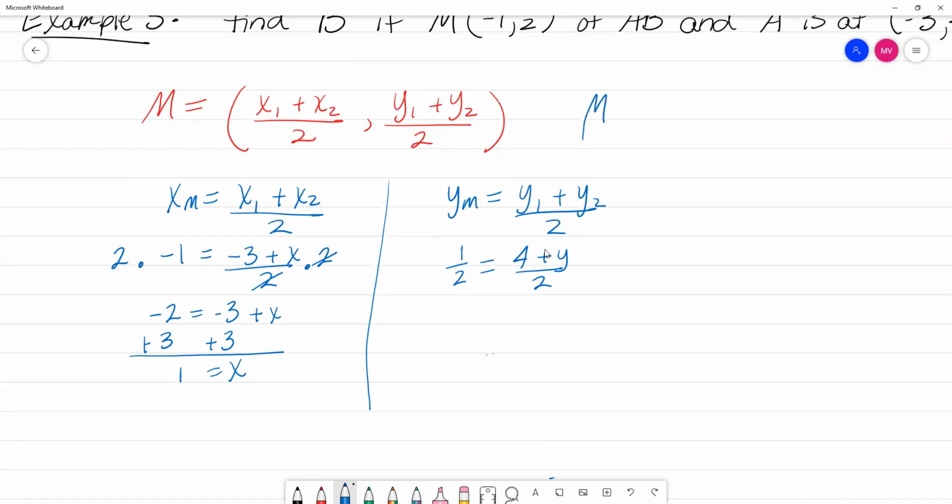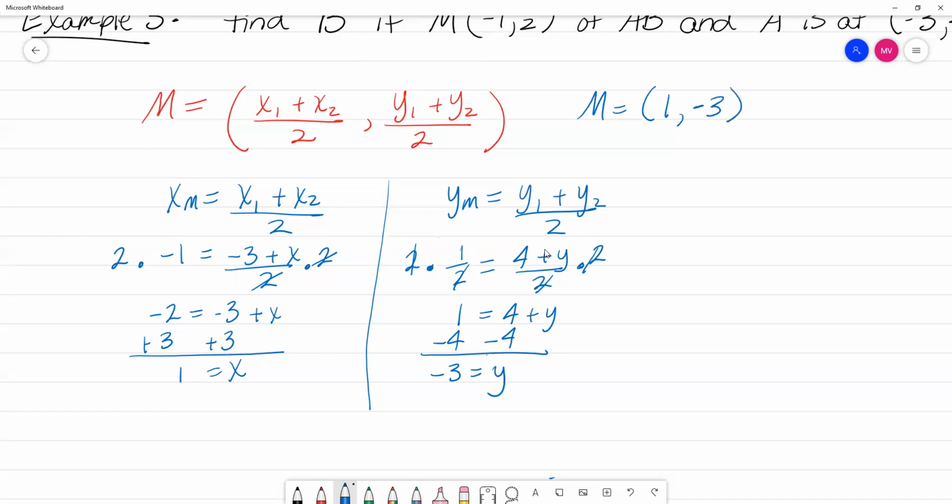So our coordinates, at the midpoint, we know our x is going to be a +1. Y, when we multiply both sides by 2, we actually cancel out both fractions. And so 1 equals 4 plus y, and then we subtract 4 from both sides. And this becomes a -3. So your y coordinate is -3.